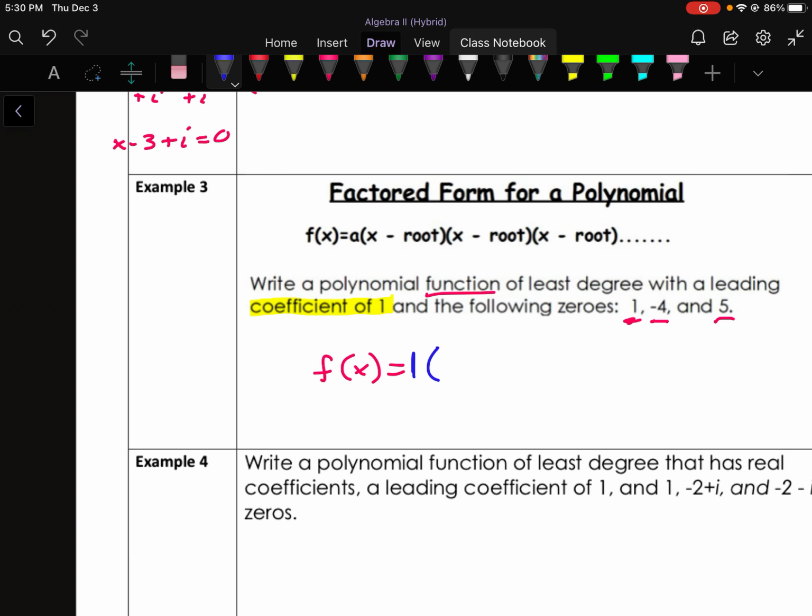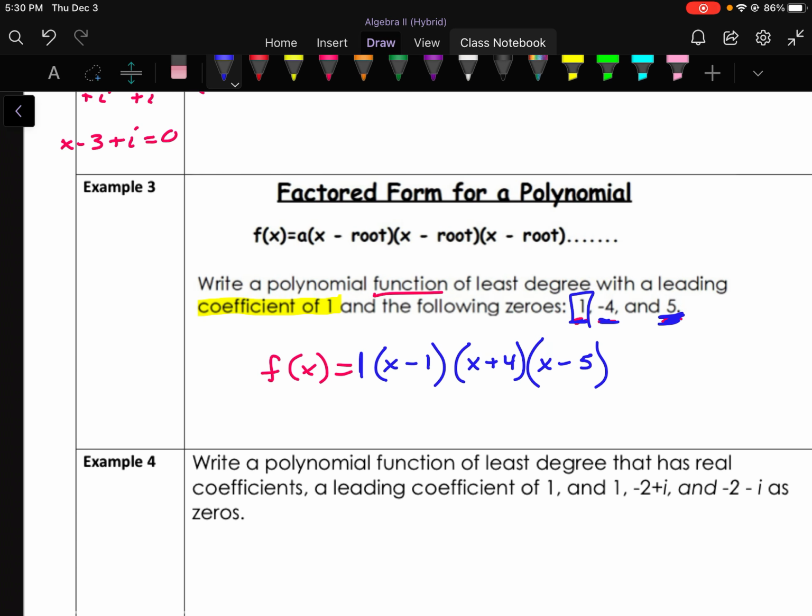And then because we can leave it in factored form, I just need all my factors that gave me these three answers. So to get 1 as an answer, I had to start with x minus 1, the factor. To get negative 4 as an answer, my factor had to be x plus 4. And to get 5 as an answer, I had to start with x minus 5 as my factor. And there you go. Met all of the criteria.